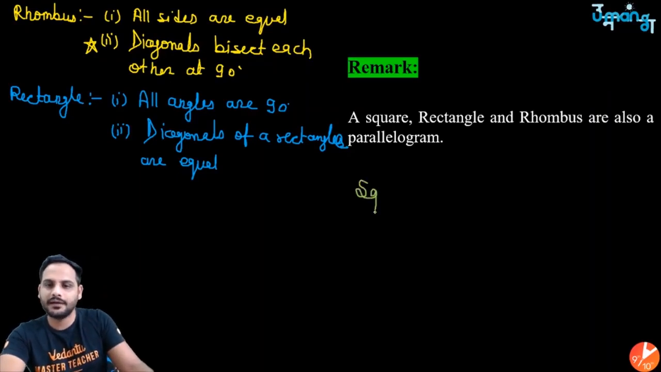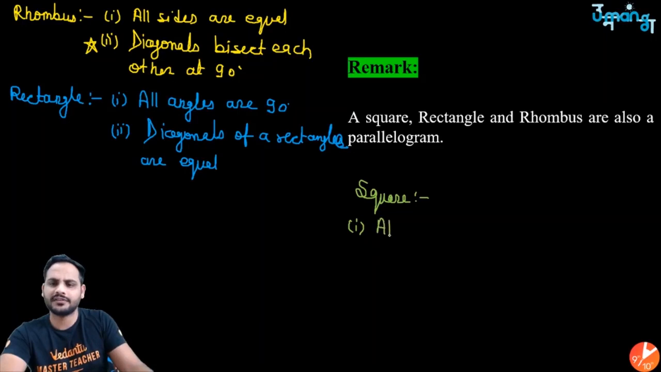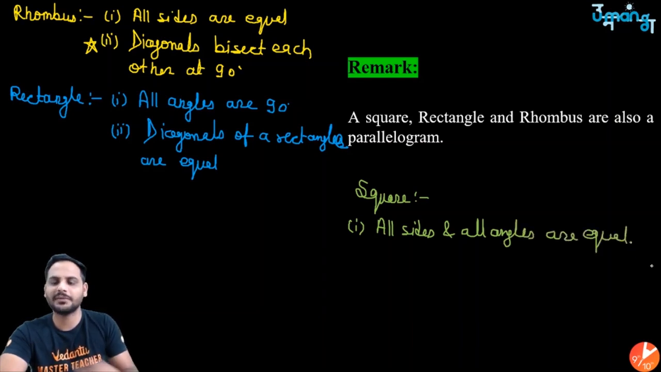A square will follow the properties of both the rhombus as well as the rectangle. So one thing, all sides and all angles are equal, that is in the definition we know. All sides and all angles are equal. So this can come as a true and false.